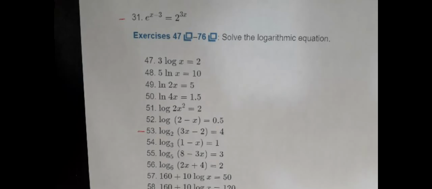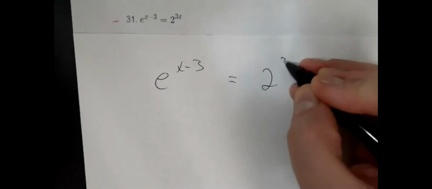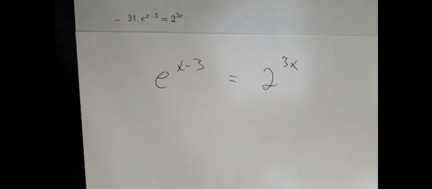All right. So 31 is a bit weird. What'd y'all do to 31? There are 2 different things you could do, at least that I can think off the top of my head, that would be correct. We have an e to the x minus 3. This is my exponential on this side. Oh no, you notice there's another exponential on this side.